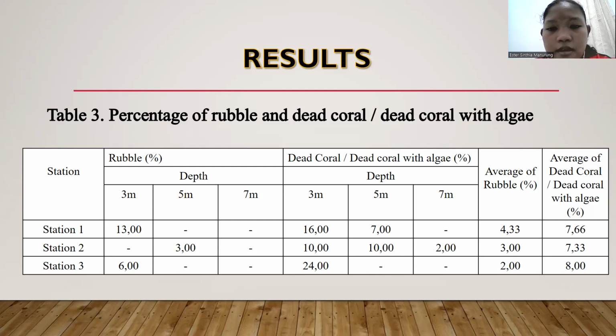Okay. The highest average of dead coral with algae was found at Station 3 at 8%, followed by Station 1 at 7.66%, and lastly Station 2 at 7.33%.